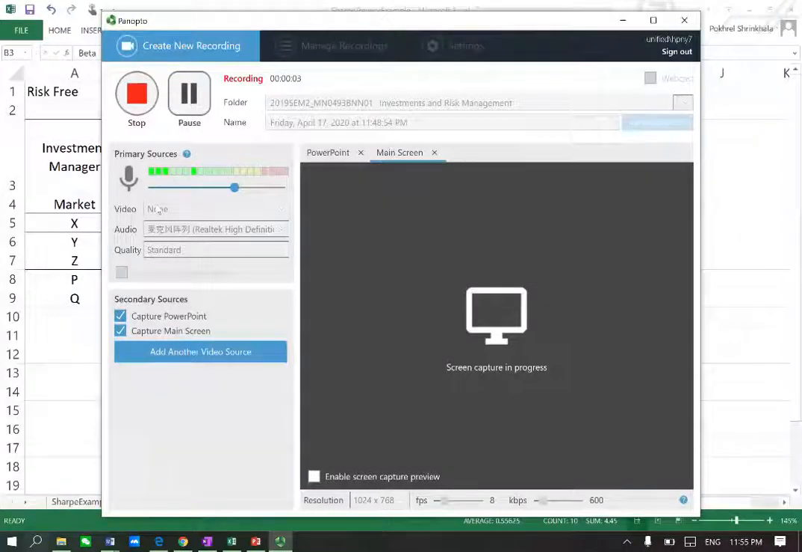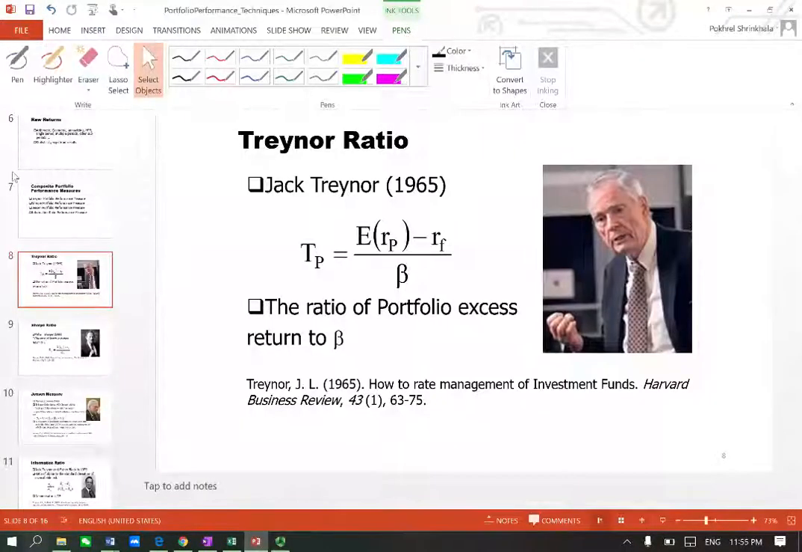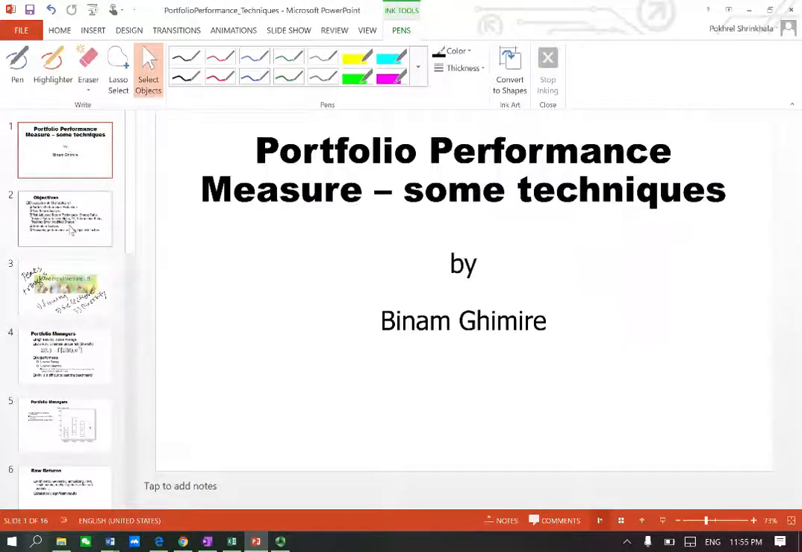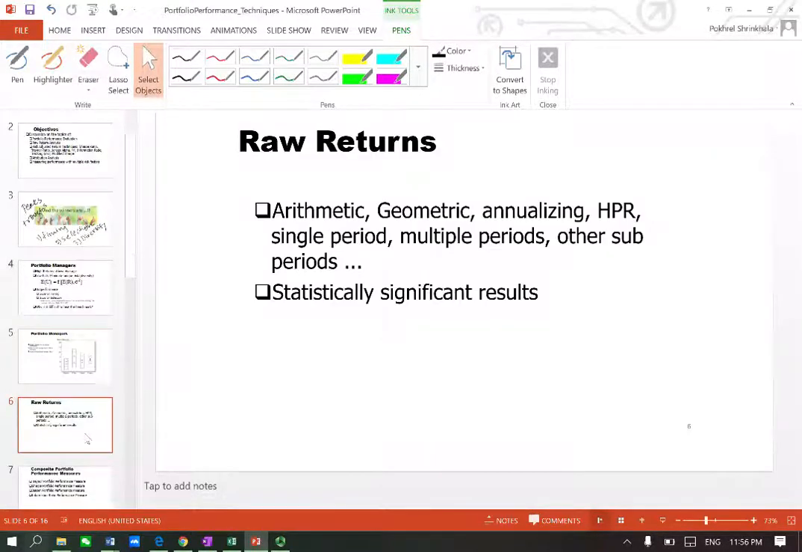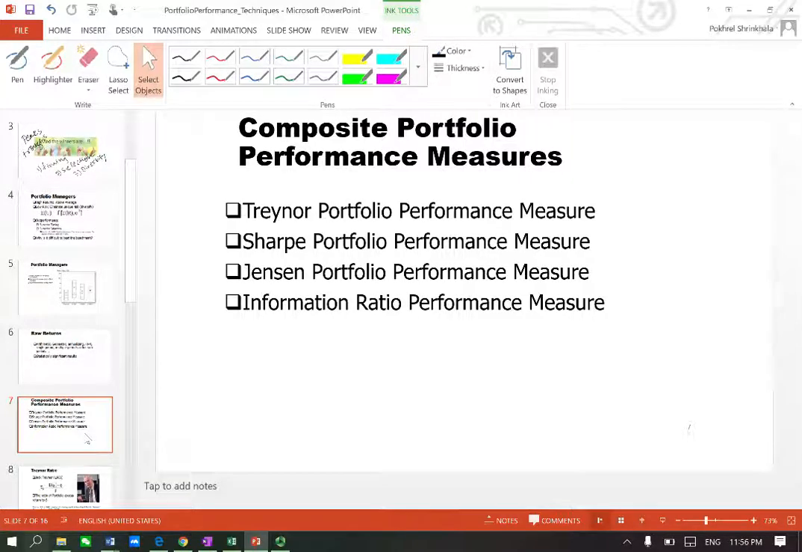In this video, I am going to talk to you about the portfolio performance measurement techniques, and this is the second video on this topic. In this video, I'm going to talk about the composite portfolio performance measurement techniques. There are 4 of them, and this video will capture the Treynor portfolio performance measure.